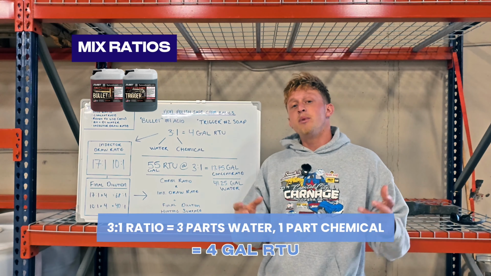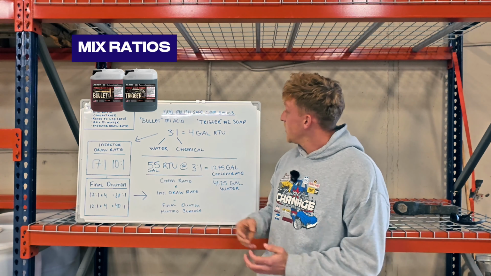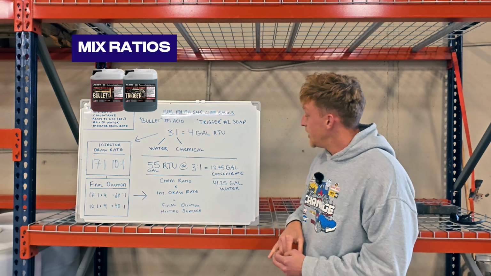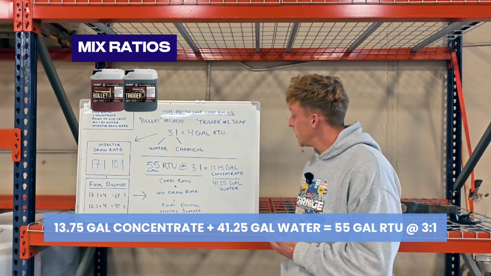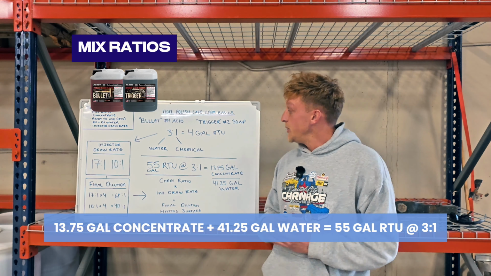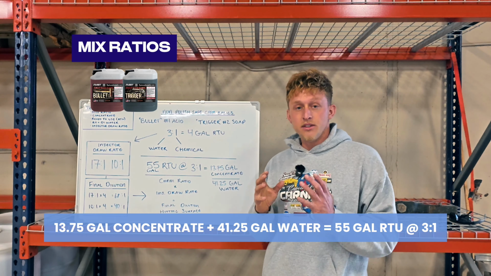So if you were mixing up your soap in a 55-gallon drum, you would take your 55-gallon chemical tank, divide it by 4, and that would give you your 3:1 mix ratio. So that would be 13.75 gallons of concentrated chemical, and then you would mix that with 41.25 gallons of water to get you a 3:1 mix ratio for 55 gallons of chemical ready to use.